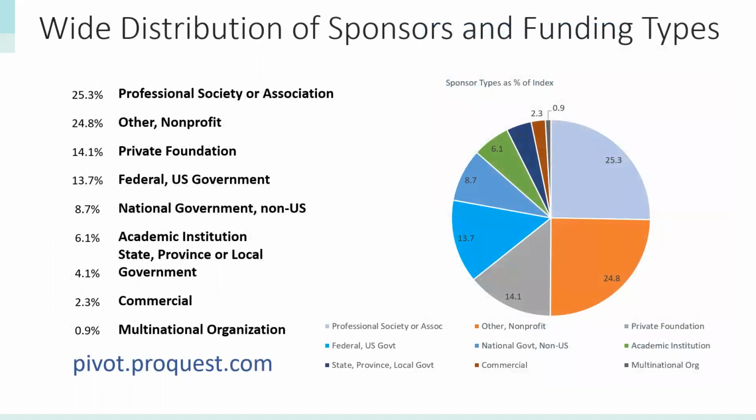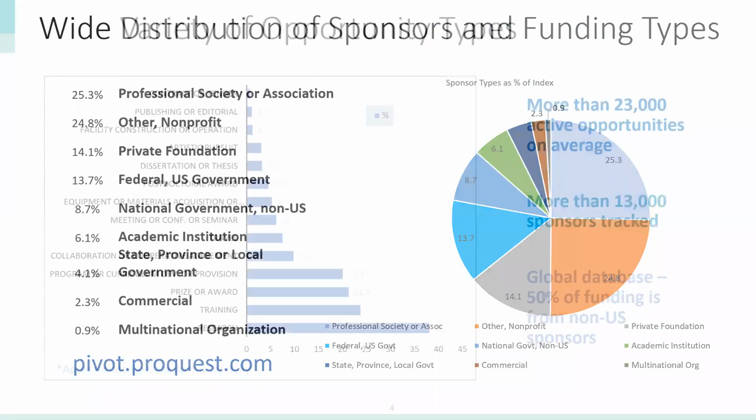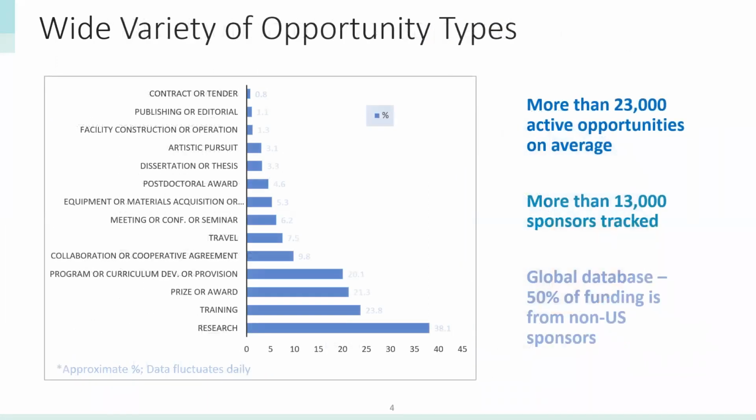So there's just a listing, a summary, if you like, probably out of date by now, of where the opportunities are coming from. This is a number of opportunities. This is not dollar value. You'll see then the different types of sponsors that we have available in Pivot, and those are the sponsors that we work with. Here's the opportunity types.